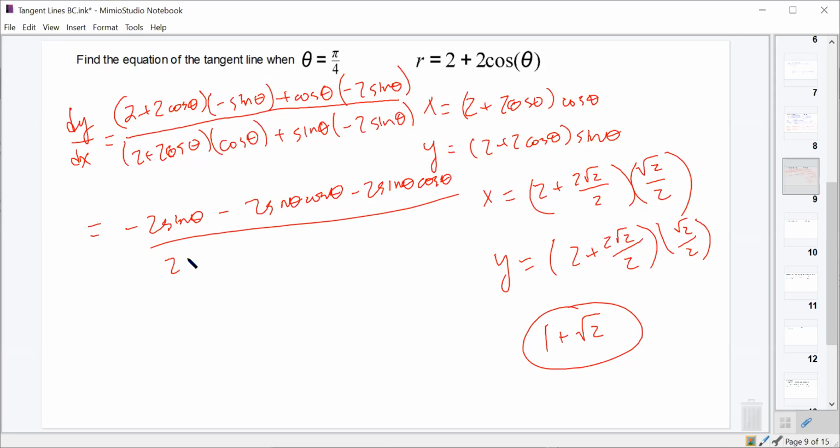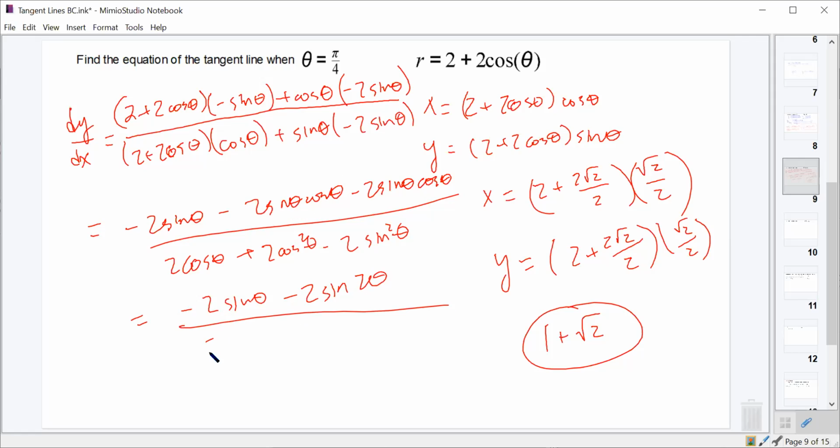Over 2 cosine theta plus 2 cosine squared theta minus 2 sine squared theta. And we can simplify that down to negative 2 sine theta minus 2 sine 2 theta, each of those is a sine 2 theta, over 2 cosine theta plus 2 cosine 2 theta. Everybody good with that?